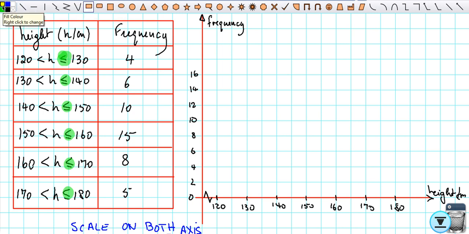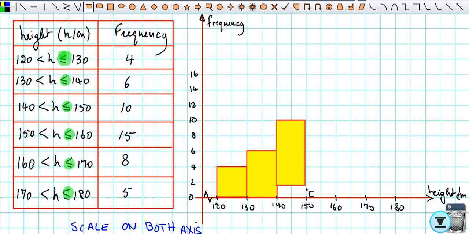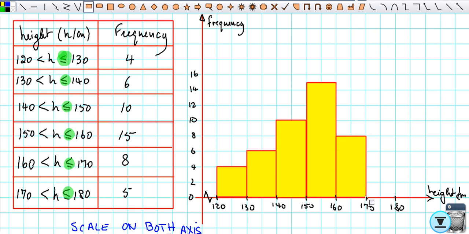So I have from 120 to 130, I should go up 4. From 130 to 140, I should go up 6. Now that the bars are overlapping each other, from 140 to 150, I have to go up 10. Then I have to go up 15. Then it's 8. And last one is 5.